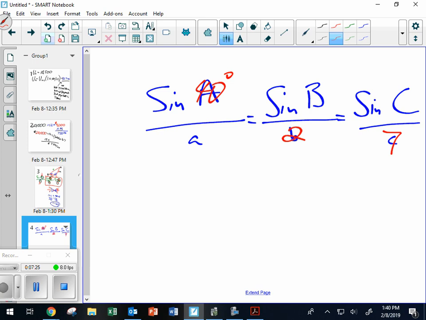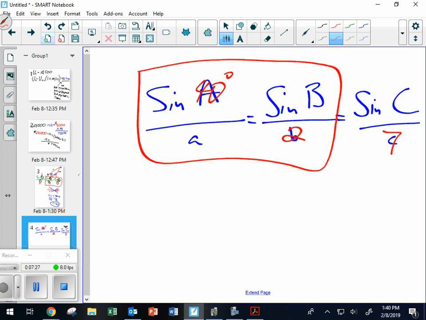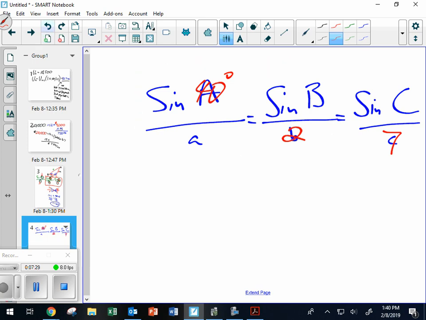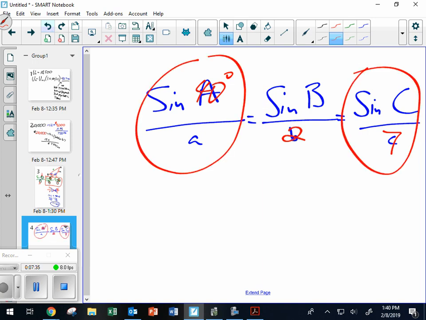I couldn't look at these two. I don't have 3 out of 4 parts. I can't look at these two. I don't have 3 out of 4 parts. And I couldn't look at this equaling this because it doesn't have 3 out of the 4 parts. Do you get what I'm saying?